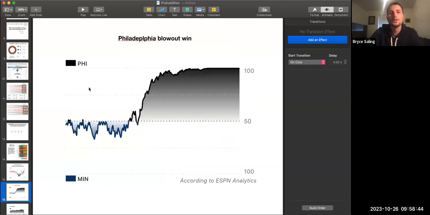This one would be an example of a blowout win. So Philadelphia versus Minnesota. The first half looks like it's kind of a close game. Minnesota ends up taking a small lead, and then something happens in the second half, and Philadelphia's chances of winning go to like 90%. So that means something happened. They have a huge lead, and then they just end up coasting.